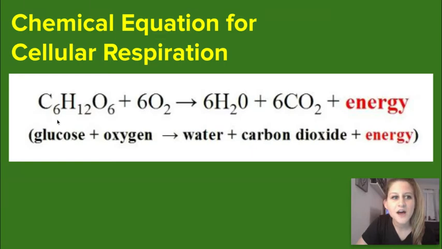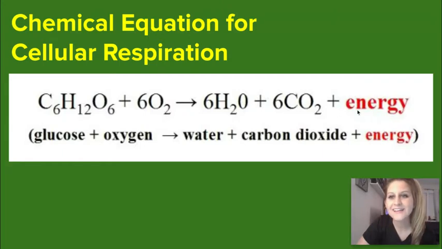C6H12O6, that's glucose, right? So we have carbon, hydrogen, and oxygen. When those are all bonded together, they form glucose. Then we're going to add 6O2. That means oxygen. So we have glucose and oxygen. And we have this arrow here, which means that they produce 6H2O. That would be water. That one should be familiar. 6CO2. That would be carbon dioxide.